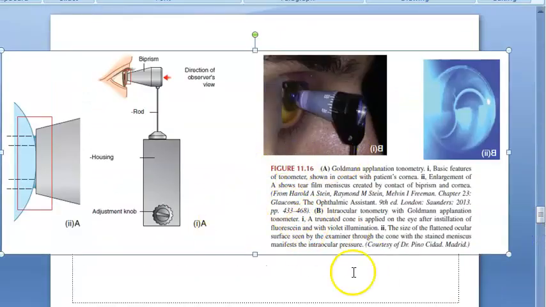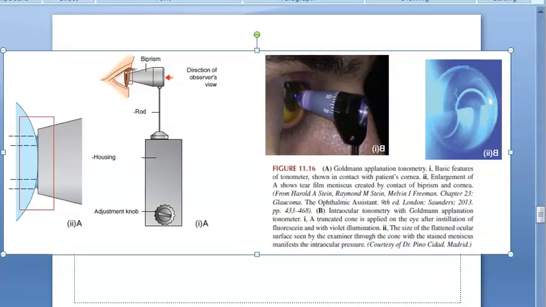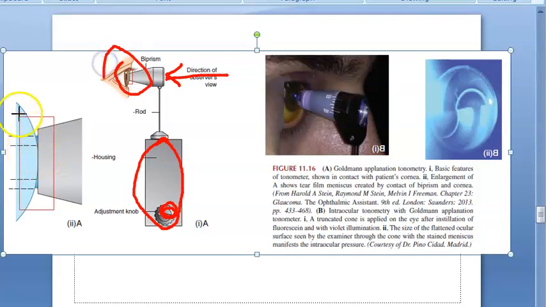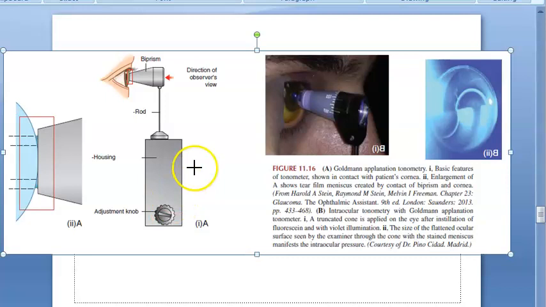Then coming to Goldmann Applanation Tonometry, just look at the image here, guys. This is the biprism. It has two prisms, and this is how you will observe. This is the housing for the tonometer, and here you have some adjustment knob. When you zoom this area, they are showing some meniscus. So this shows the tear film meniscus created by contact of biprism and cornea. You have the biprism, here you have the cornea, and in between these two you have the meniscus of the tear film.